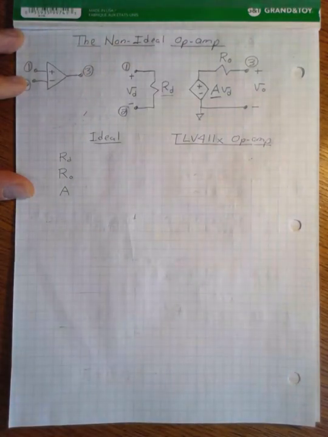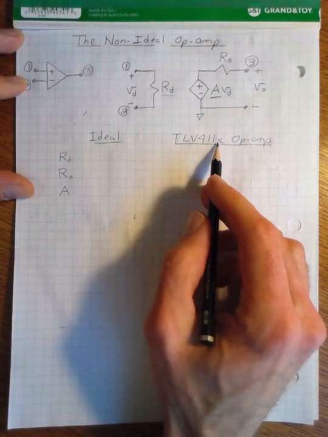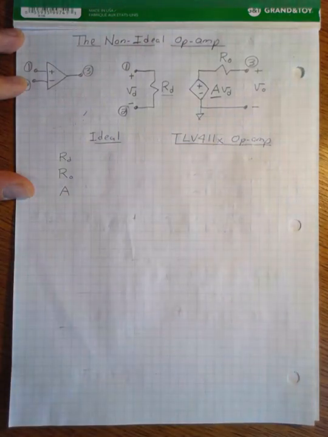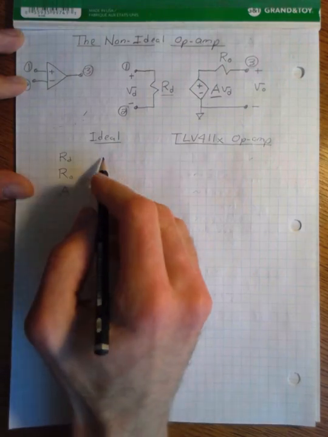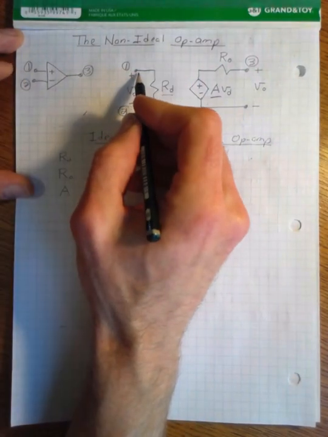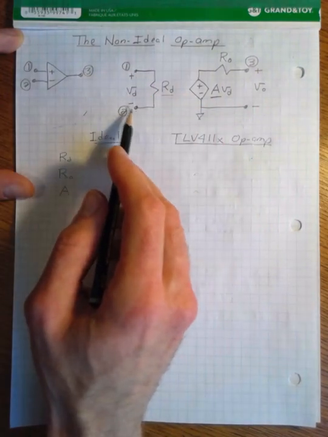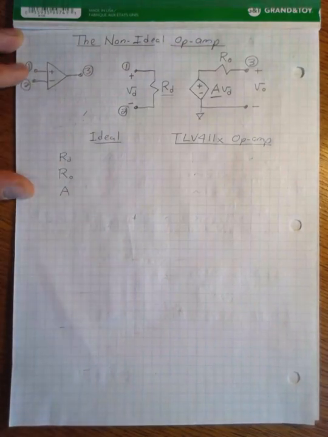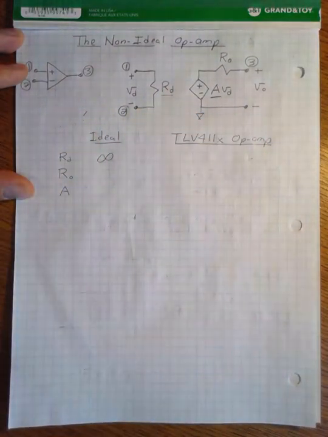actual op-amp. And the op-amp that I've chosen for comparison is the TLV411X, and then X is 1, 2, 3, or 4. Depending on what you choose for X, you get a different number of op-amps in your integrated circuit package and a few different power options and stuff like that. So ideally, we assume that the input impedance for an op-amp is infinite and that no current can flow into the positive or negative terminals. That's achieved if we assume that this differential resistance, RD, has an infinite value.